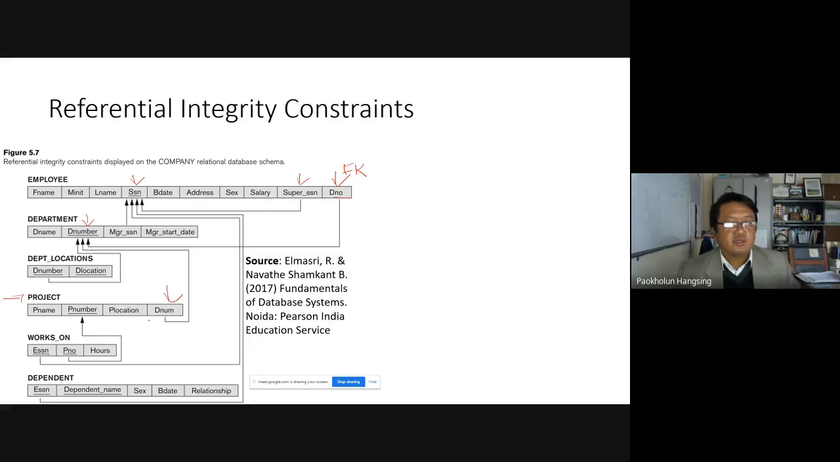Then we also have manager. Every department is managed by one employee. Therefore, the manager's SSN is the same employee social security number. This is how all of these relations, 1, 2, 3, 4, 5, 6, in a relational database schema, or the company relational schema, are linked together and work as one database schema through this referential integrity constraint.